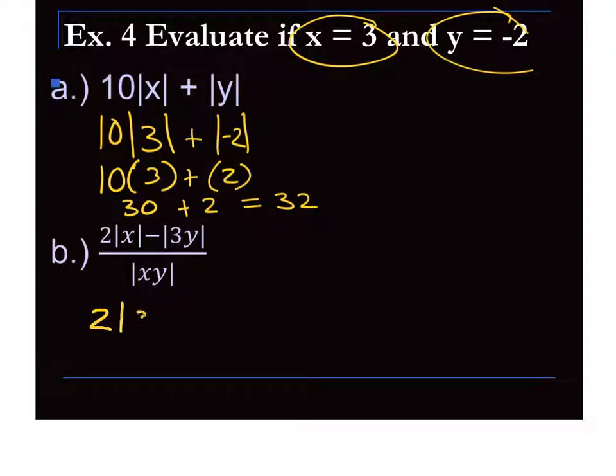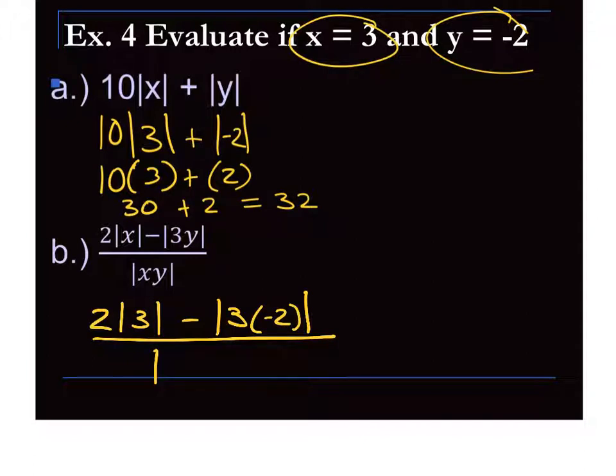2 times the absolute value of 3 minus 3 times -2, and that's the absolute value of those, over the absolute value of x times y. So remember, top and bottom. So I'm going to do the top. My thing isn't working. Don't sweat. Go ahead. We'll figure it out later. So I'm going to work inside on top. I'll start at the top.